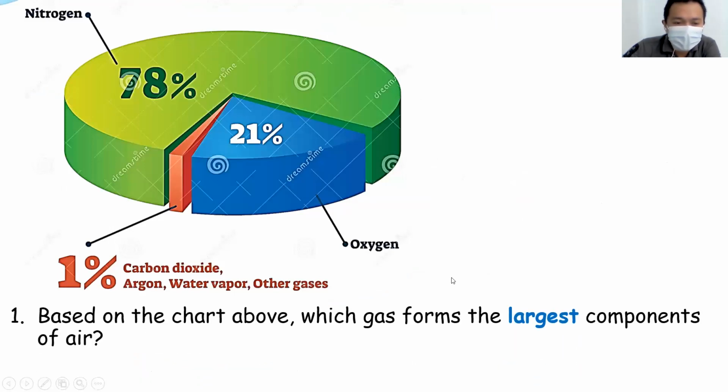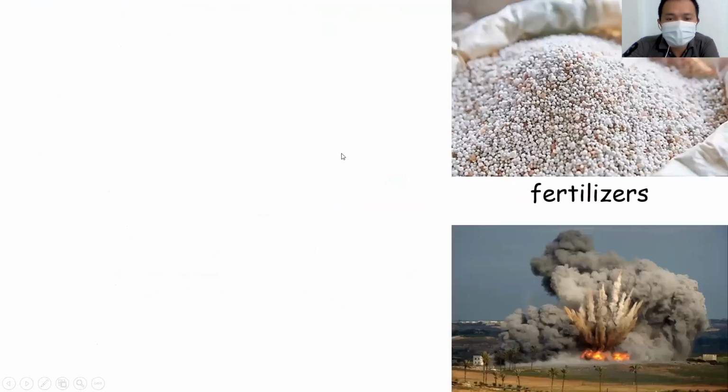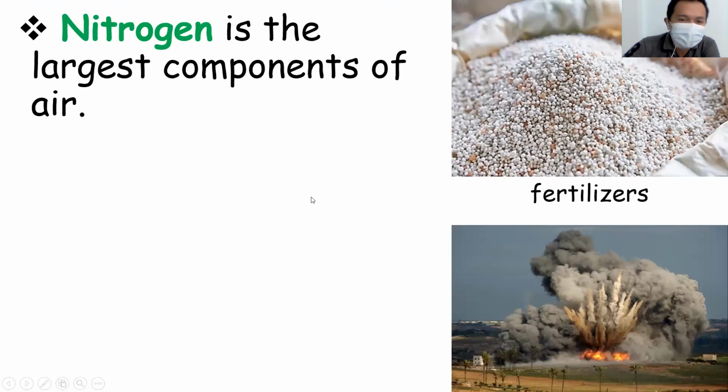So as you can see here, based on the chart above, which gas forms the largest component? Of course, we have the nitrogen, and the second largest is the oxygen. So those are the things that we learned already last time. So the fertilizers come from the nitrogen.